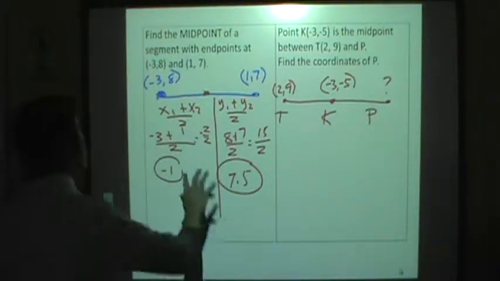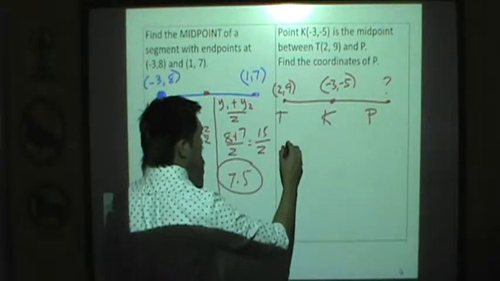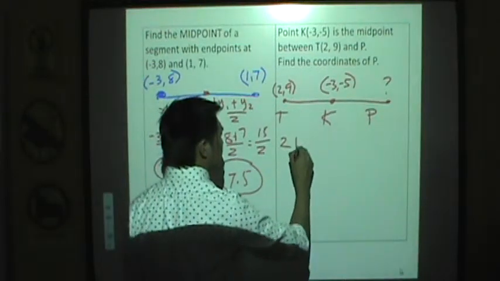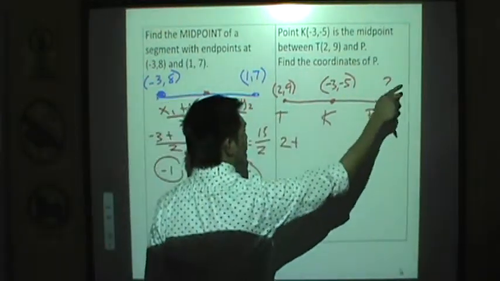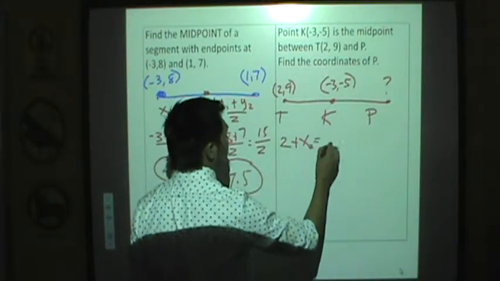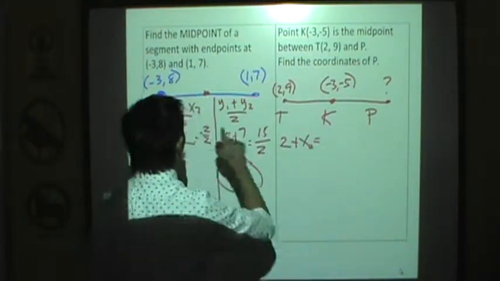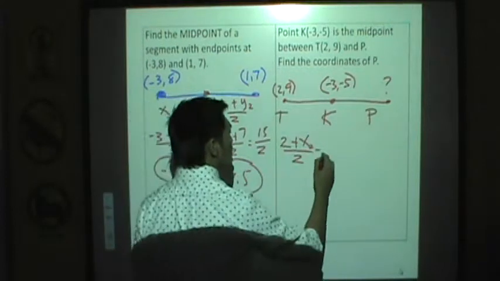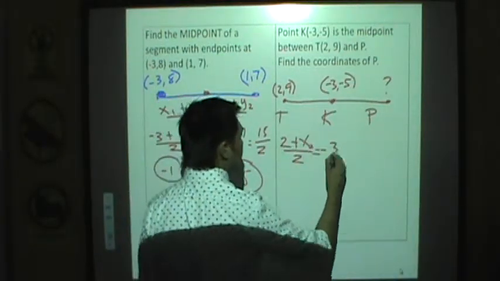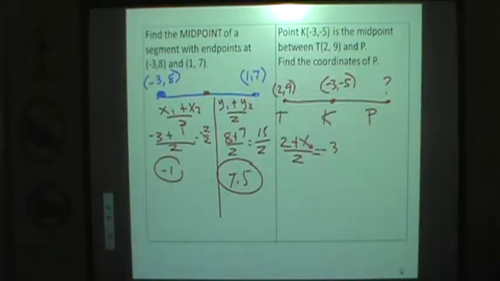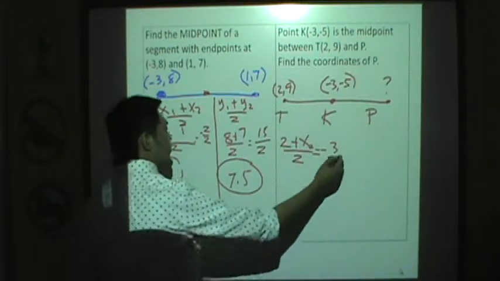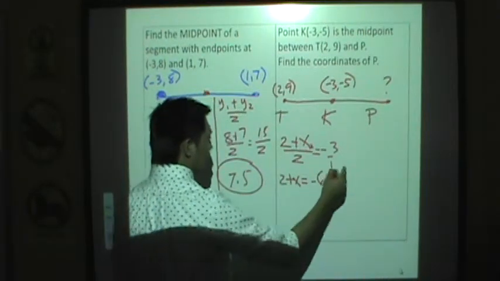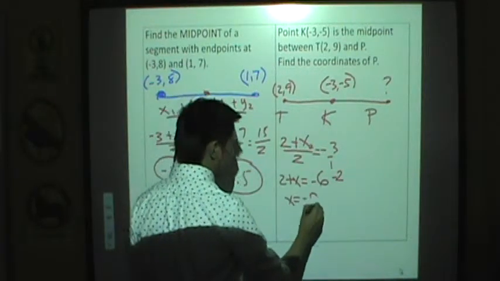Now again, using the same formula, do we have x1? Yes, we do have x1, which is 2. Now the problem is, do we have x2? Nope, that's what we're solving. So equals, well, we have over 2 because that's part of the formula. Equals, but wait, the midpoint is given, which is -3. So making it over 1, we can cross multiply. 2 plus x equals -6. Move that 2 over, becomes -2. X equals -8.